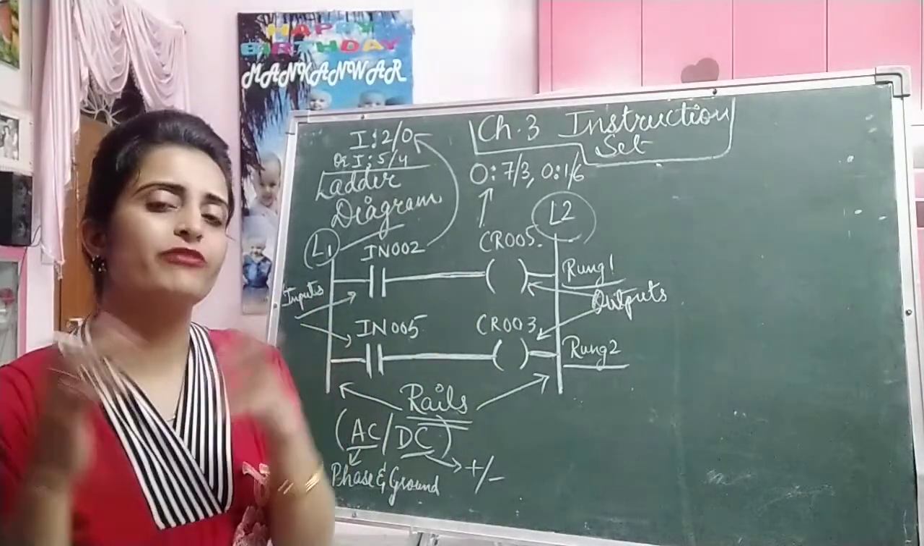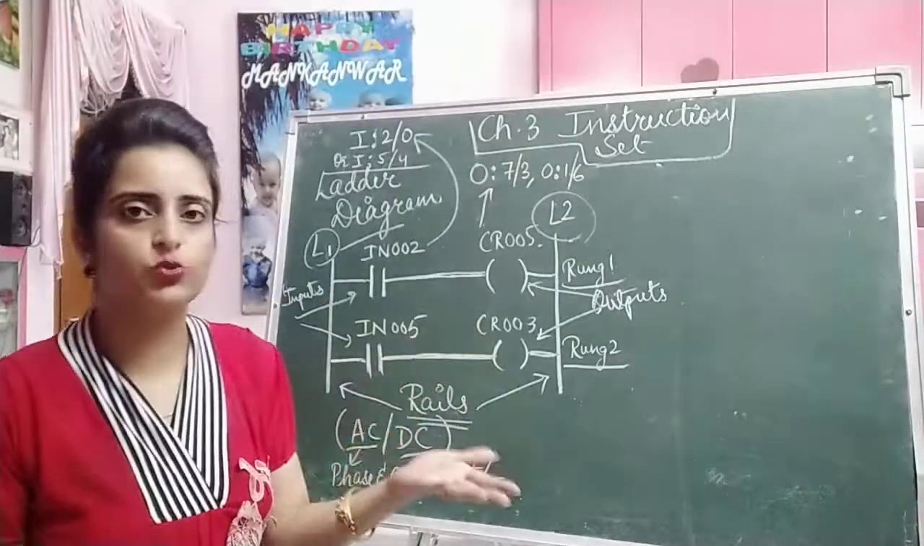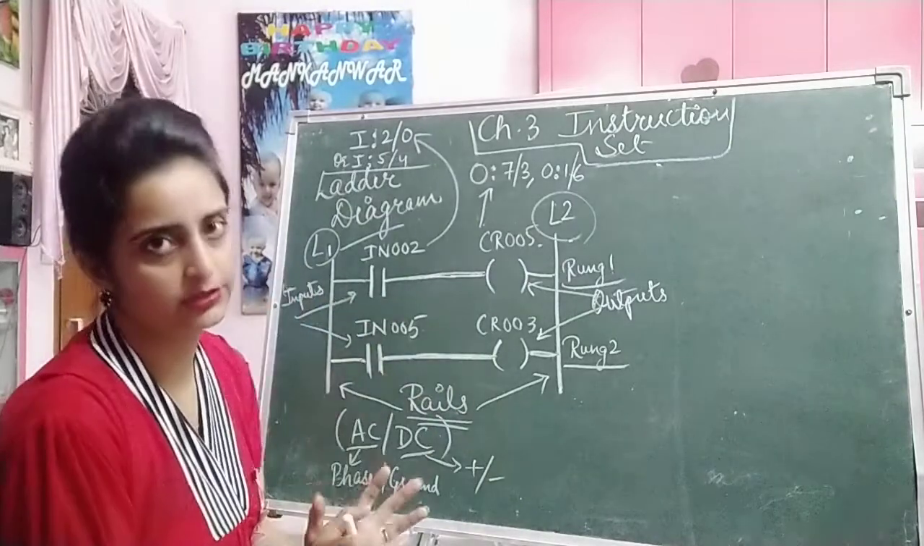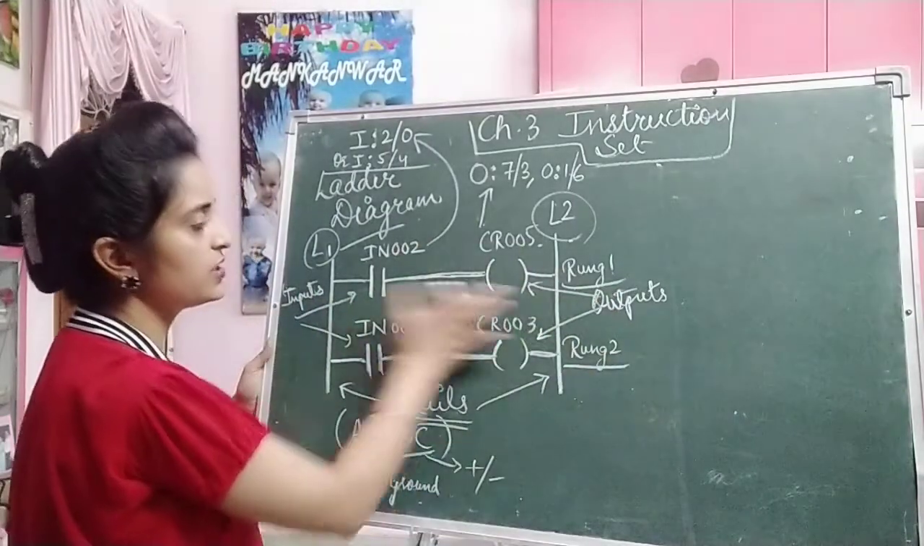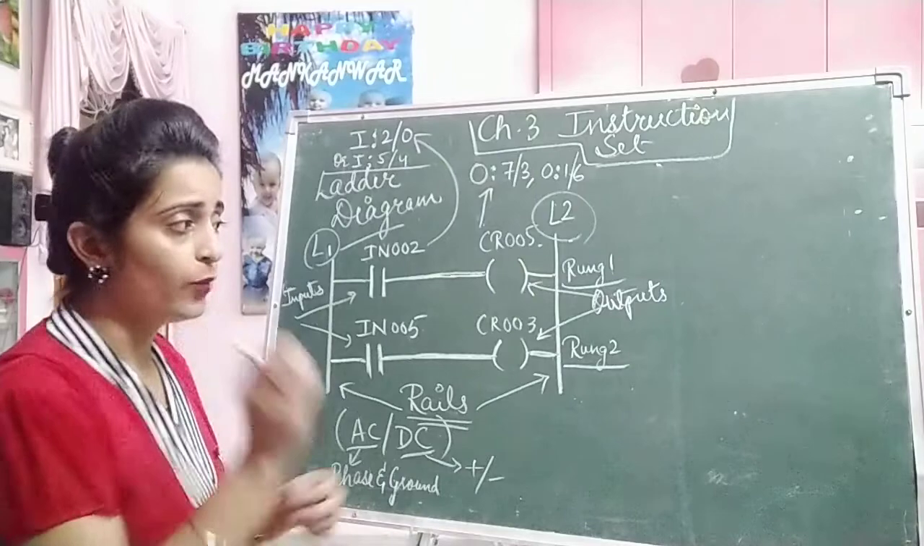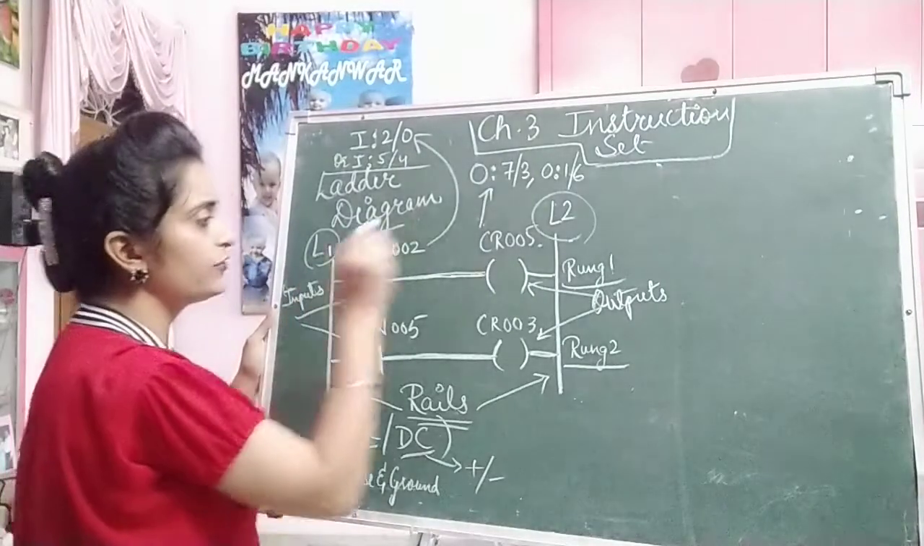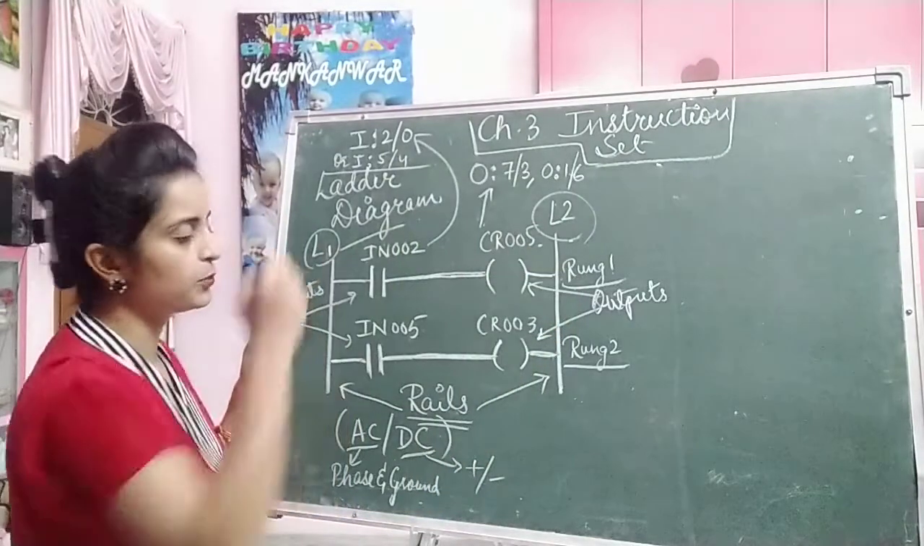Sometimes the program is of 4 lines, 5 lines, 10 lines, 12 lines. Here it is not called lines, it is called rungs, right? We are using rungs. These are the horizontal lines, and the execution happens from left to right and then from top to bottom.